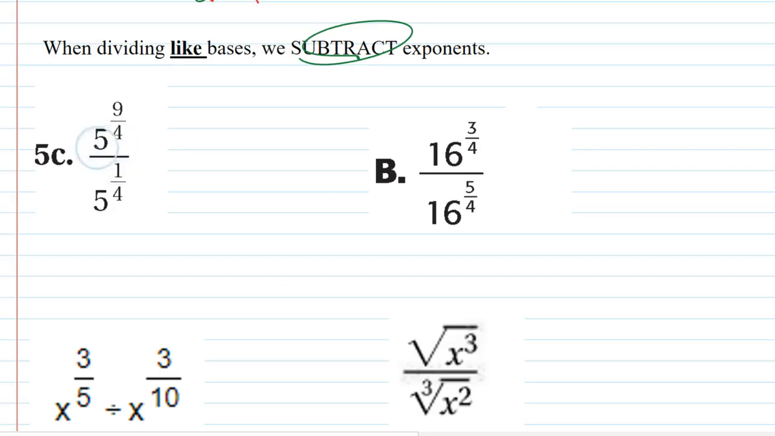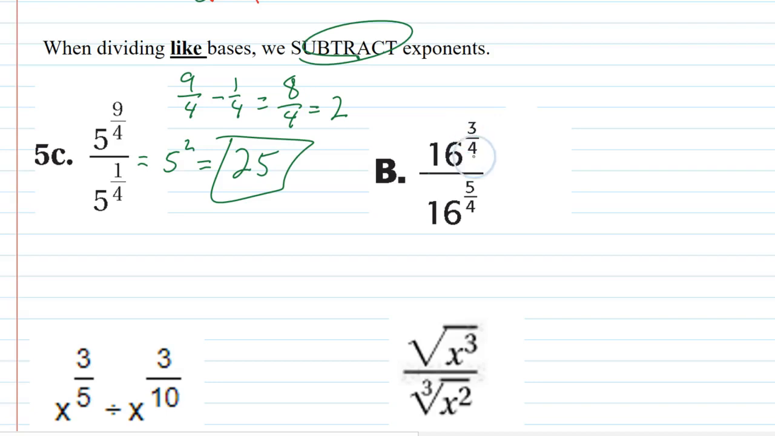So for the first one here, we have 5 to the power of 9/4 divided by 5 to the power of 1/4. We simply take 9 over 4 and subtract 1 over 4. 9 minus 1 gives us 8/4, which reduces to 2. The answer to this will be 5 squared, which is equal to 25.